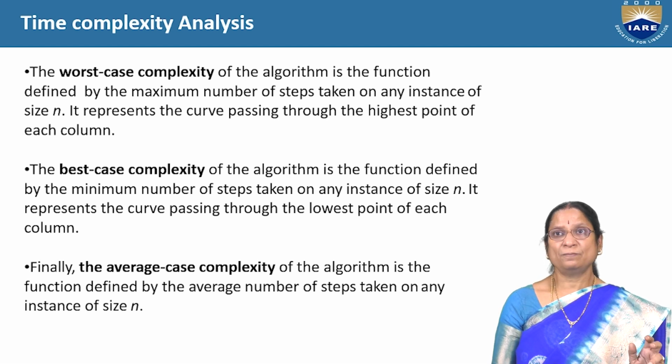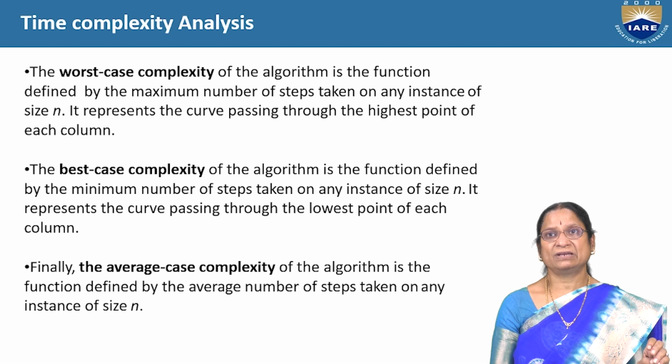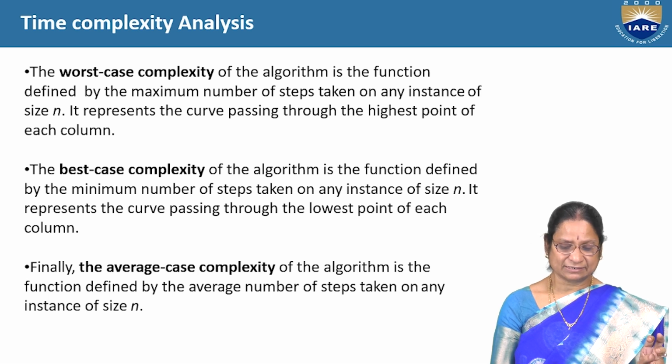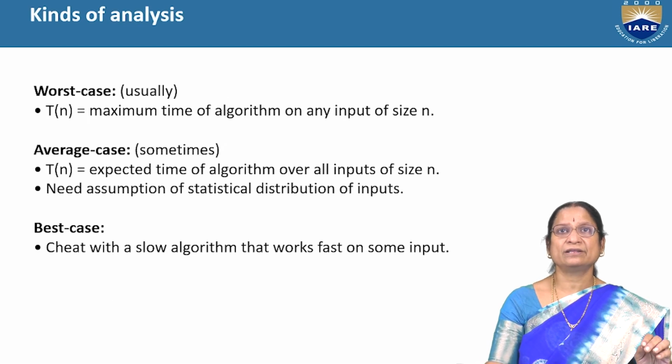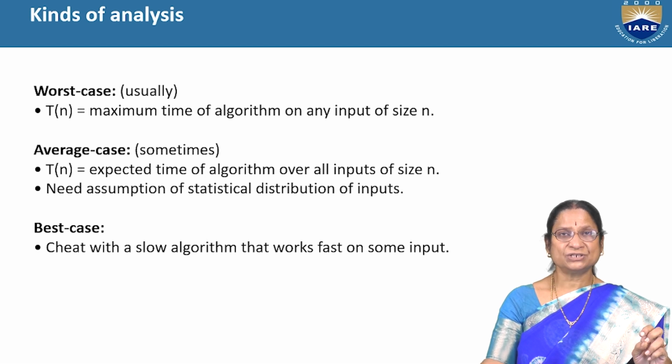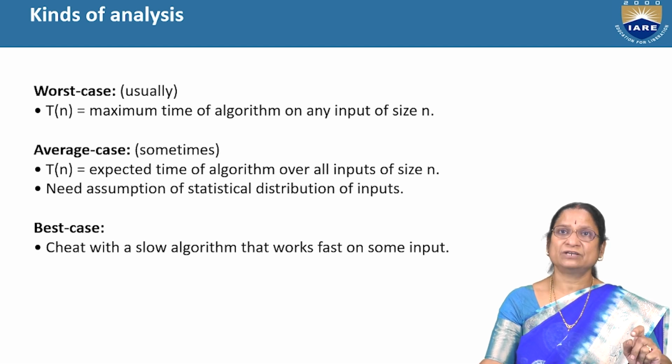Best case means the minimum number of steps that are going to be executed for any instance of n. Then for a particular instance of n, we will consider it as a best case. Average case means the average number of steps executed for any instance of n. Worst case generally happens the maximum time, and best case happens the minimum time on some input it will take.